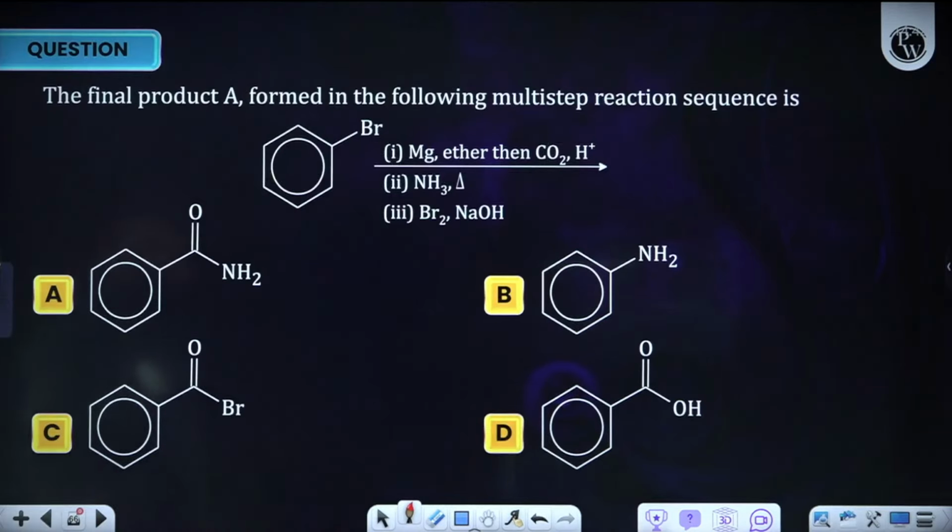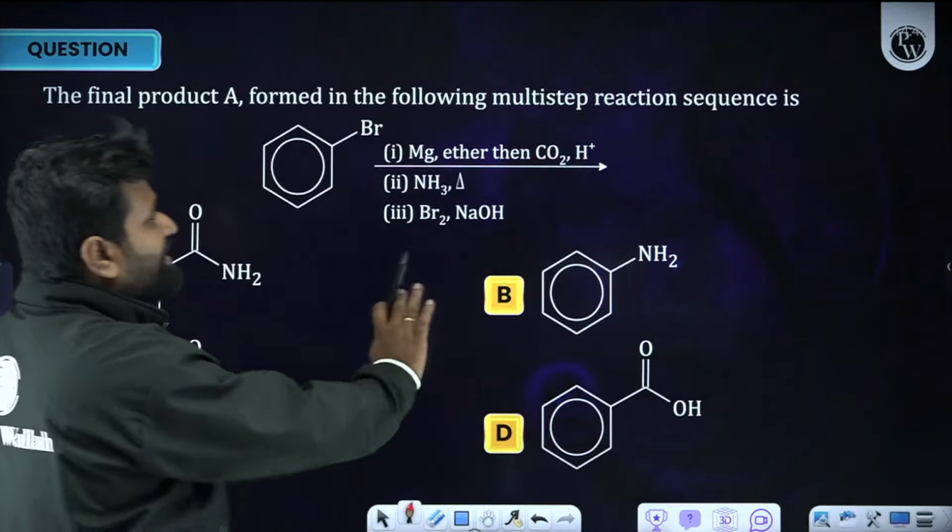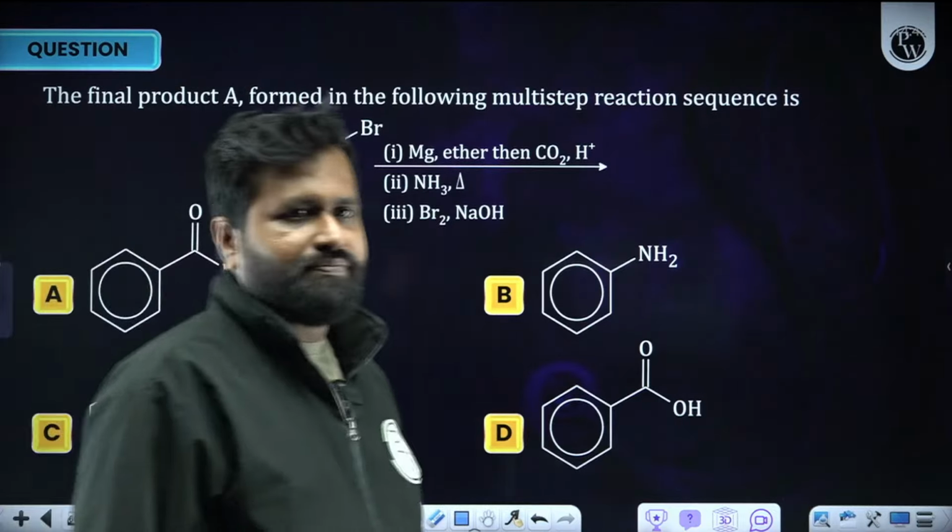Next question. The final product A formed in the following multi-step reaction sequence.